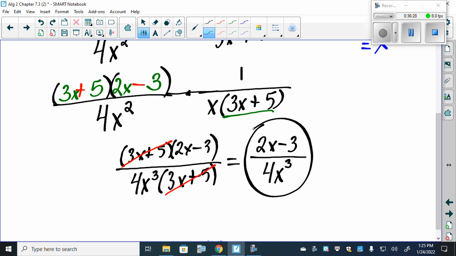Now, if you're able to do the multiplication and simplify from the previous step, that's fine. You don't have to rewrite it. But that is it for this here. Questions on any of this here?